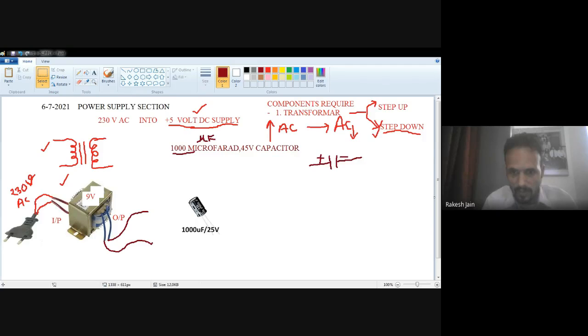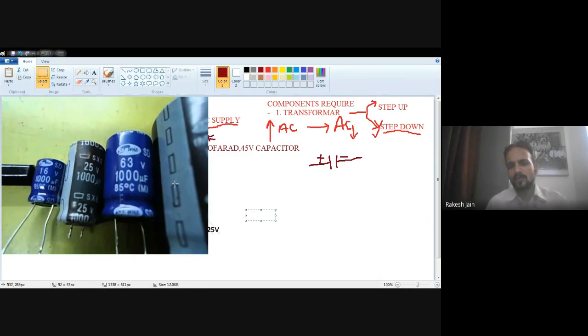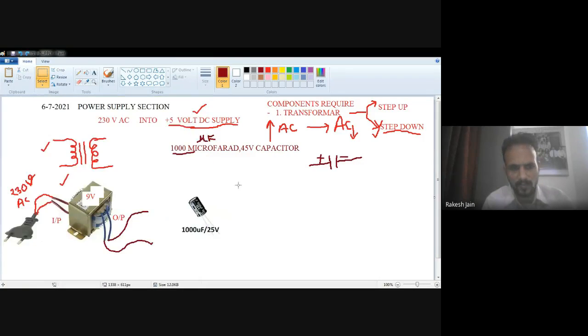Okay, I just found one more image. See this one. On this image, 63 volt 1000 microfarad is written. So we have to connect the capacitor over here. How do you understand which one is the plus terminal and which one is the minus terminal? This 1000 microfarad 60 volt, all ranges are available. See this one.